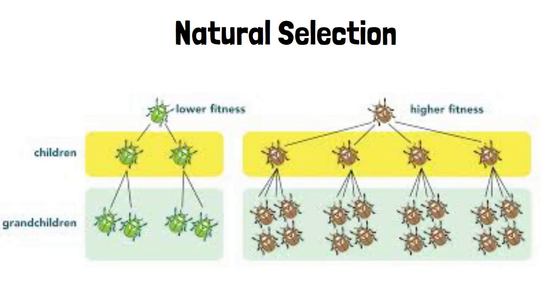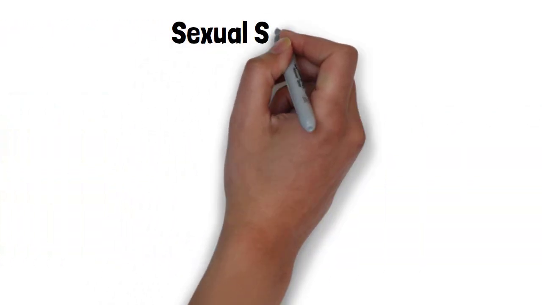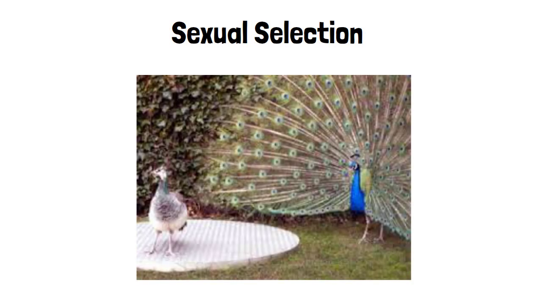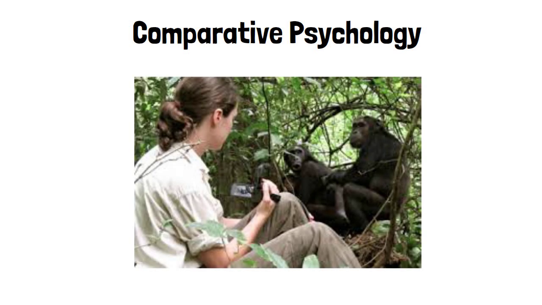Natural selection proposes that organisms with traits better suited for survival are more likely to reproduce and pass those advantageous traits to future generations. Sexual selection focuses on traits that enhance the ability to attract mates. Characteristics like confidence or creativity might be preferred by potential partners, thus increasing the likelihood of reproduction and passing on their genes. Comparative psychology involves studying animals to draw parallels and conclusions about human behavior, including aspects of memory, intelligence, and social interaction.